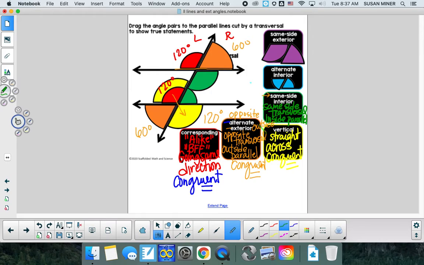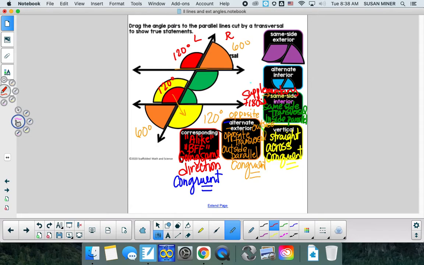angles. Remember, part of the name refers to the transversal, and part of the name refers to the parallel lines. So same side of the transversal, inside the parallel lines, and these angles, same side angles, are supplementary to each other. These angles add up to 180 degrees. Alternate angles, remember, were equal to each other, and so same side angles add up to 180.